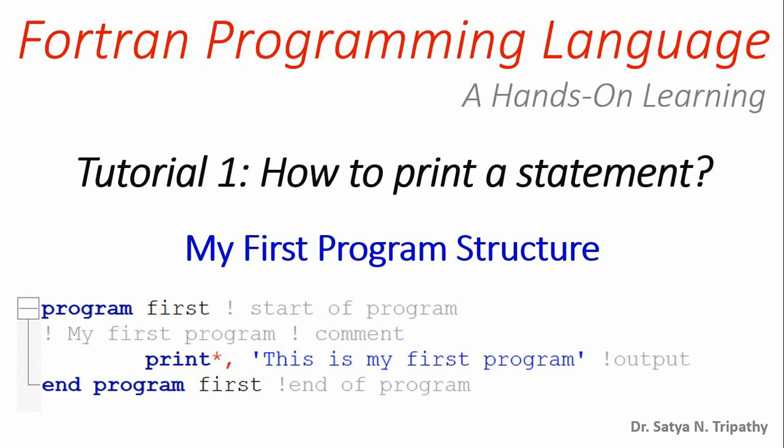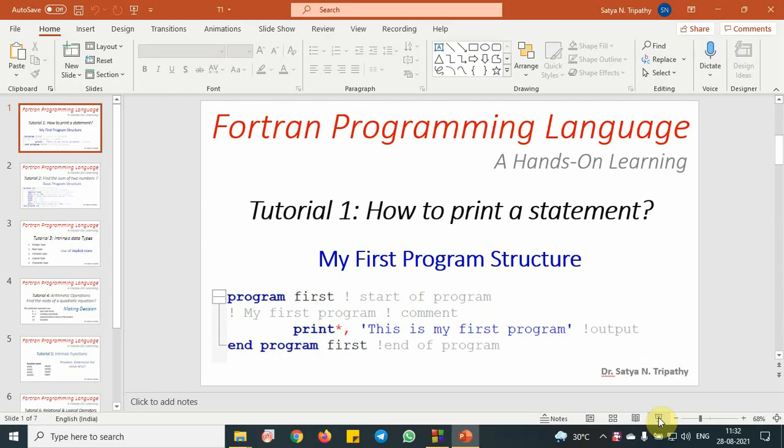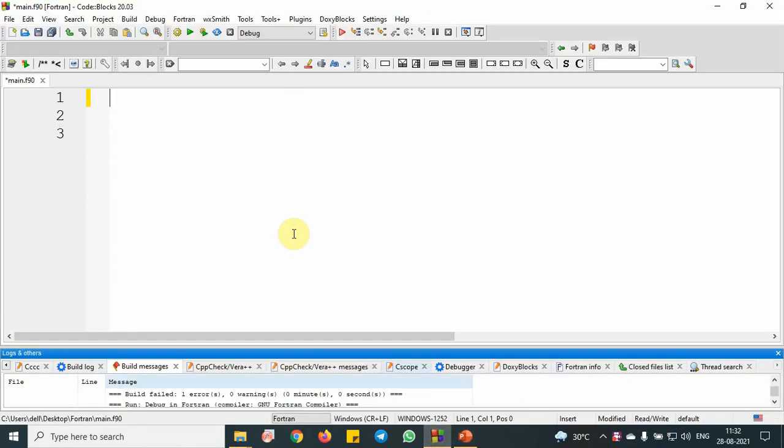In this video, I'll give a hands-on on the program structure, how to print a statement using Fortran programming language. Let's start. First, open Code::Blocks, then write program, then space, program name. This is my first program, so I'll give the name first, then enter. So within program and end program we are going to write our set of logics.